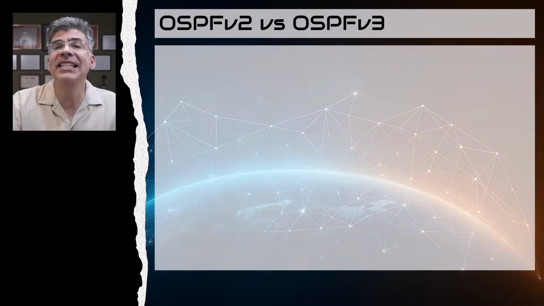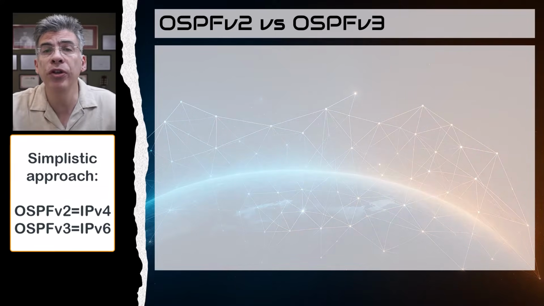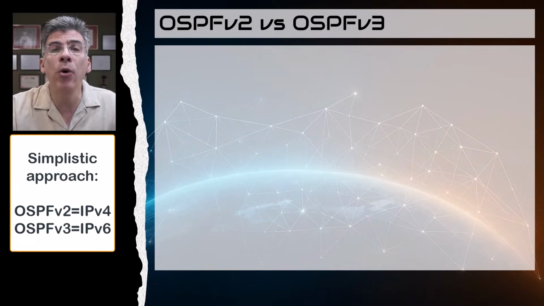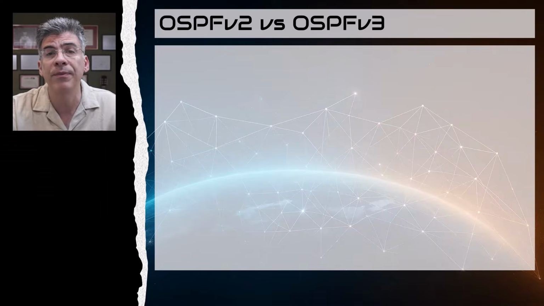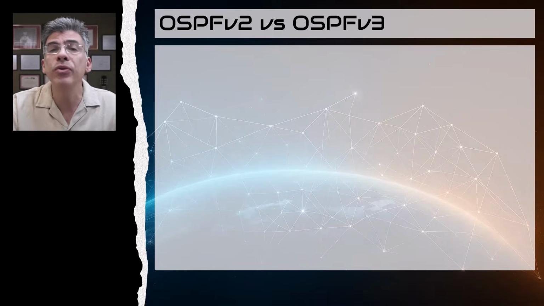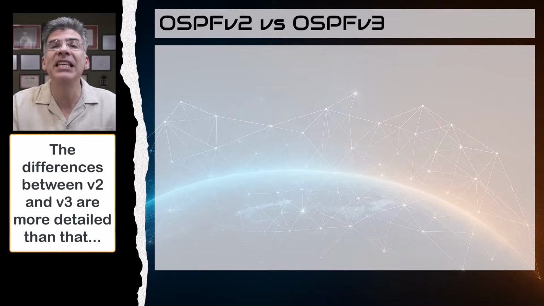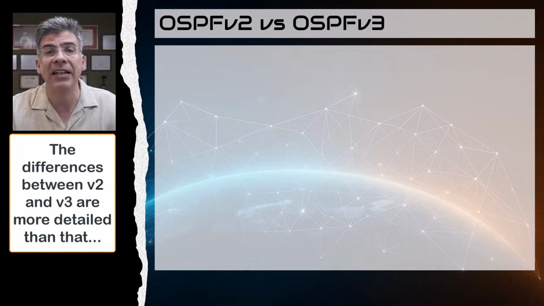Now, it's easy to say that OSPF version 2 uses IPv4 and OSPF version 3 uses IPv6, focusing on the specific IP version as the main difference between the two protocols. However, although this is true, the differences between these protocols are not that trivial. There's more to it than that.